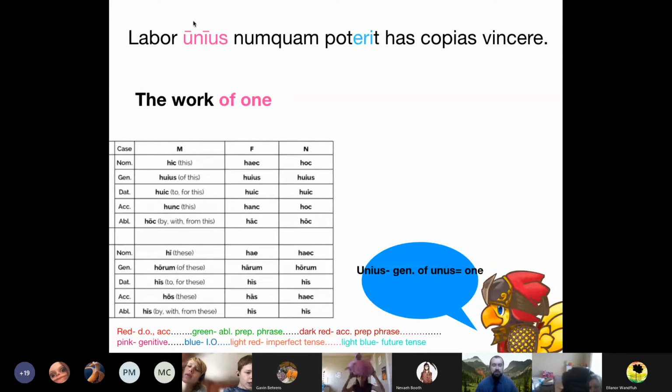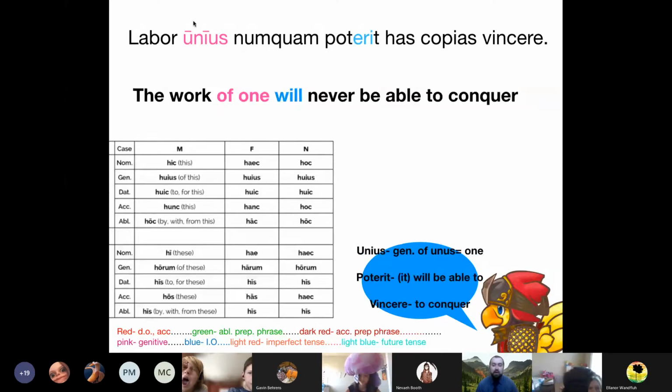Because unus in the nominative is just unus, una, unum. It has like normal nominative endings from the first and second declension. But here it has ius, so it's the work of one, genitive. Never, numquam. Poterit is future, so will be able to conquer. Vincere is the infinitive at the end of the sentence. The work of one will never be able to conquer.